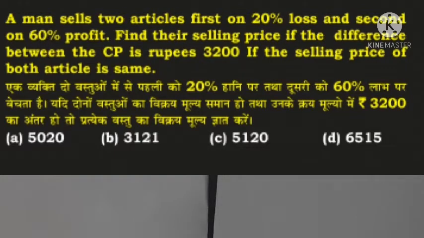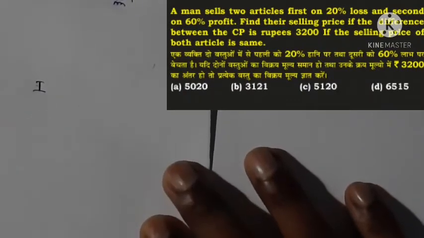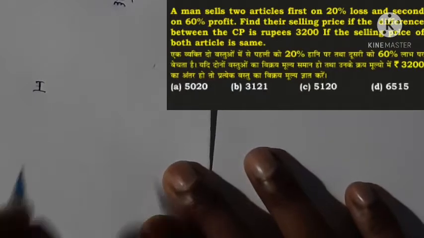A man sells two articles, first at 20% loss and second at 60% profit. Find their selling price if the difference between the cost prices is rupees 3,200 and the selling price of both articles is the same. The first article is sold at a loss of 20%.